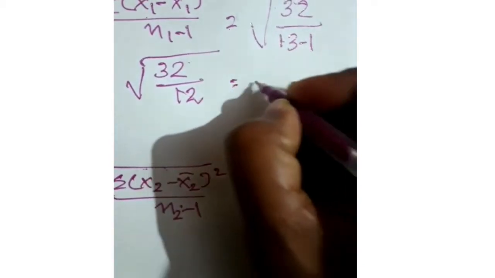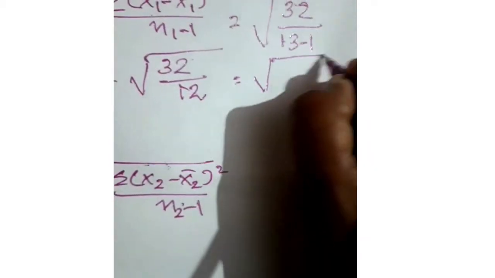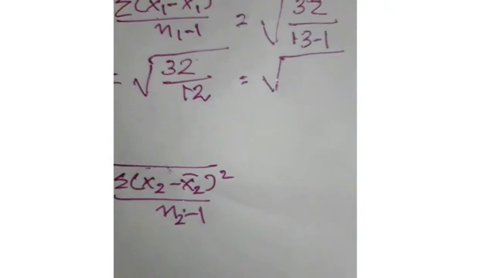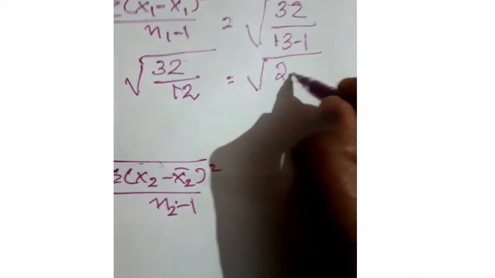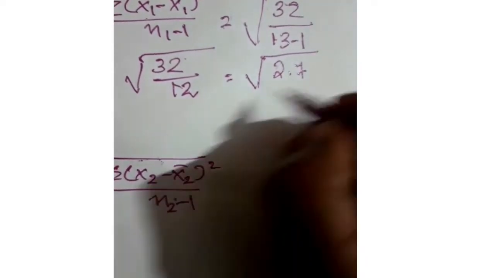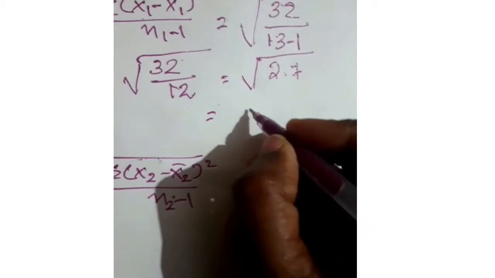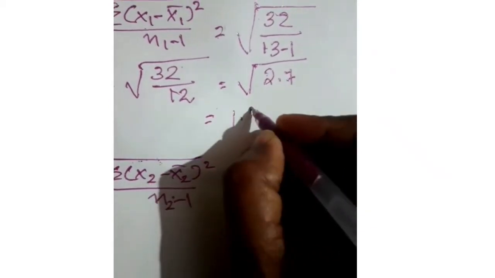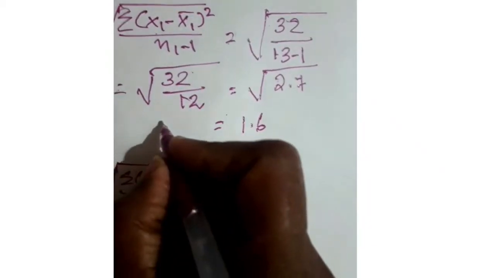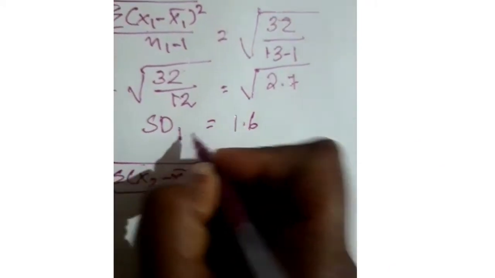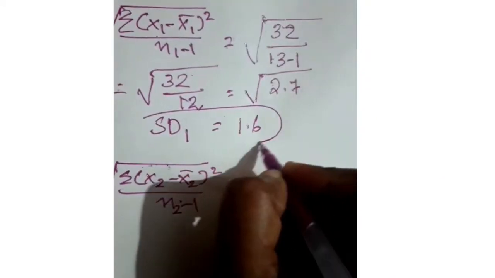So when we calculate this, we will get 2.7. When we calculate the square root of 2.7, the answer will be 1.6. That is, SD1 is equal to 1.6.